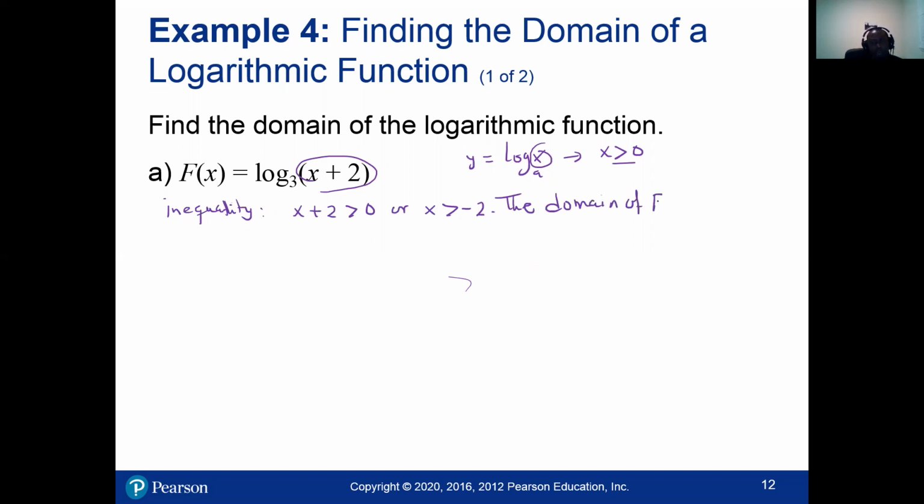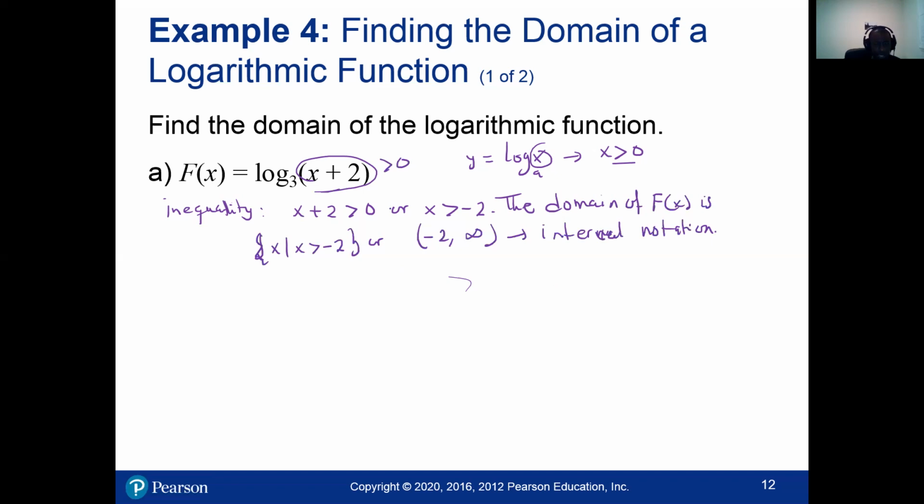So the domain of f of x is either written in set notation, x greater than -2, or you can say from -2 to positive infinity. This is the interval notation. So that's the domain for that function. Basically, take what is inside the log, set up the inequality, and solve that inequality.